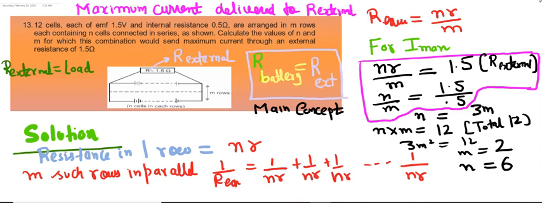So if we solve these two equations, n by m is equal to 3 and n multiplied by m is equal to 12, we will get m is equal to 2 and n is equal to 6, which means there will be 2 rows, each row will have 6 batteries. This arrangement will give you maximum current or maximum power to the external load.